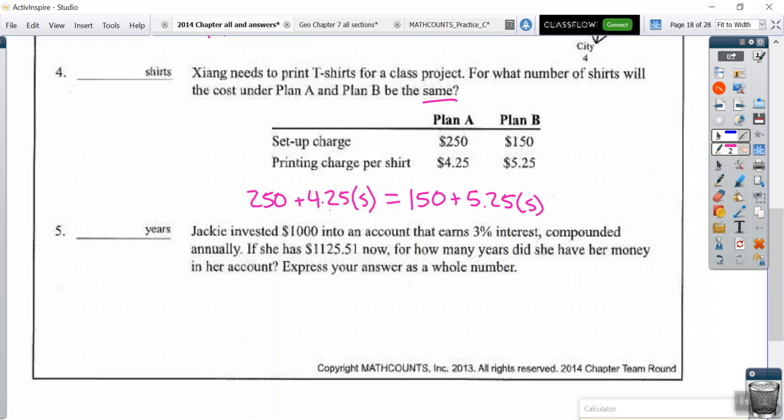So I'm gonna take $4.25 S and subtract it over, and so we have just one singular S. And then I'm also going to subtract 150 over, so I just have 100 equals S. So the number of shirts that it'll be the same price is a total of 100 shirts.